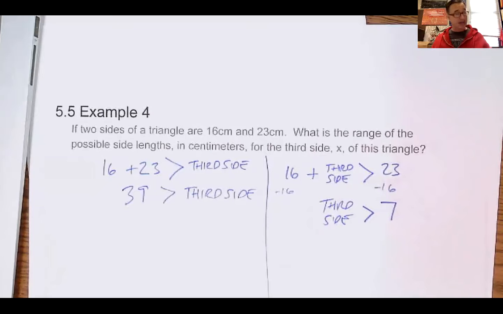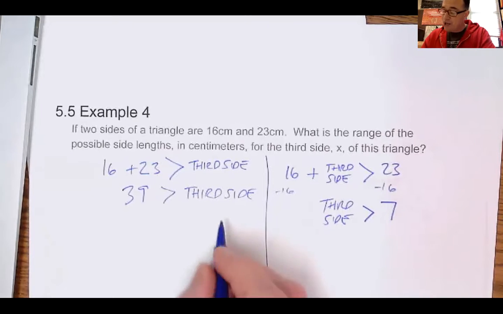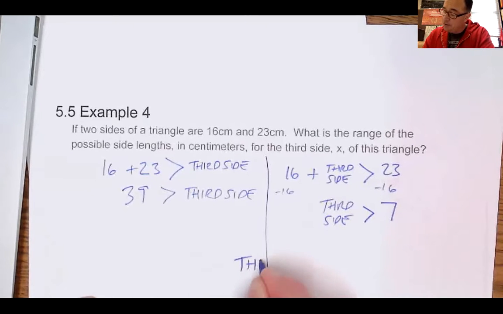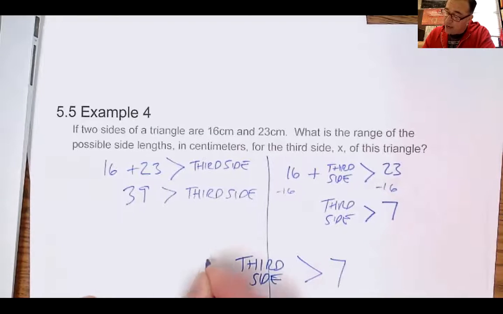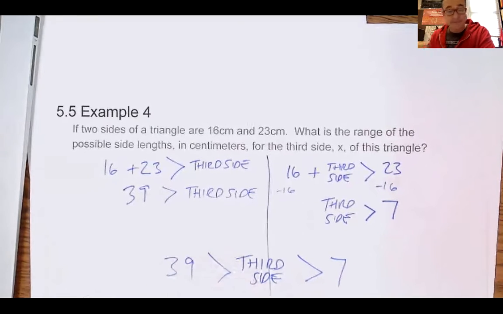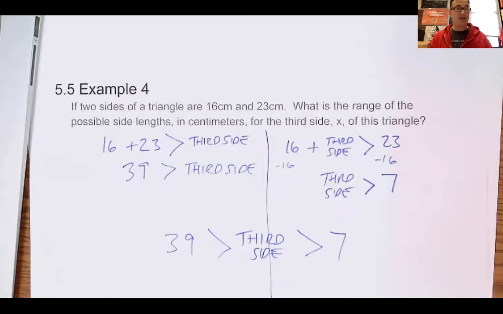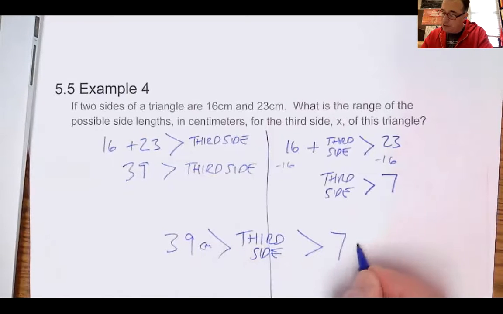So if we want to write this as a compound inequality, we can say that our third side is both greater than 7 and less than 39, because it has to be both. That is our range of values, okay? In centimeters. Okay, centimeters, centimeters.